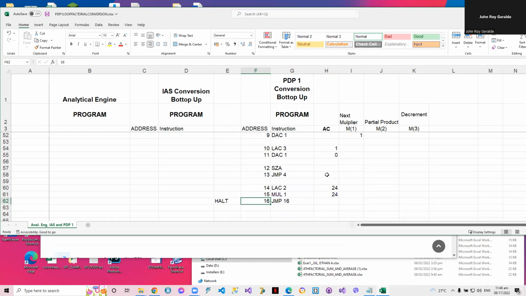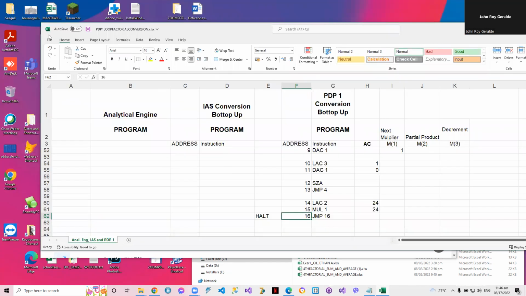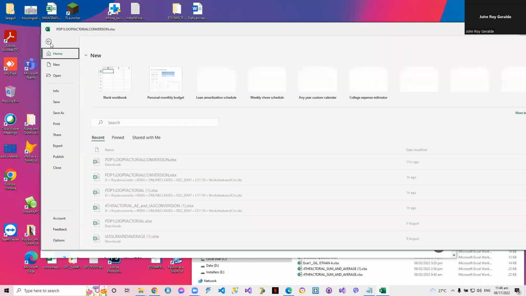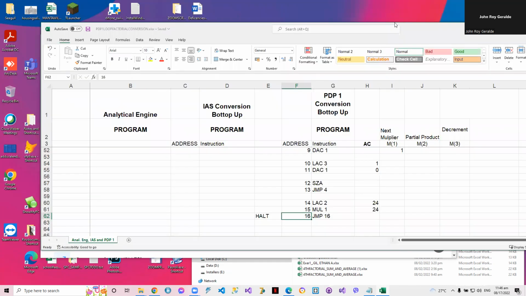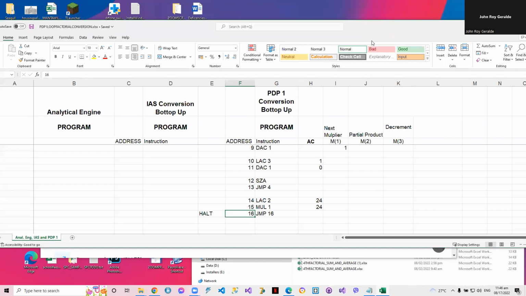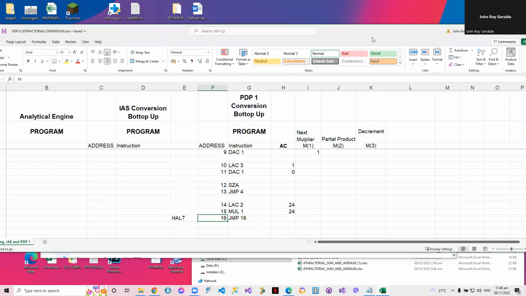So you can download this worksheet and study the programming. We will not do the top down anymore, although you can do that yourself if you like. There's more than enough to demonstrate the evolution. You see how computers evolved from the analytical engine to the first generation ENIAC, EDVAC and ABC, to the second generation of the IAS, the PDP-1 and the IBM 701.